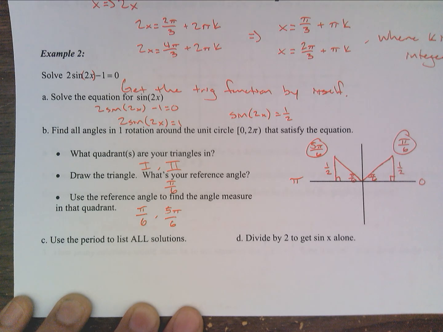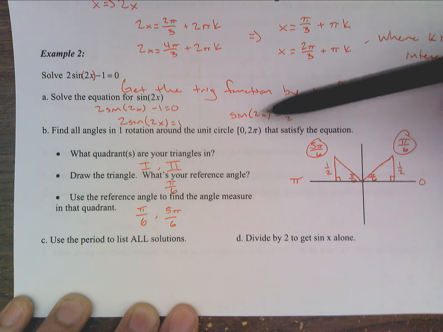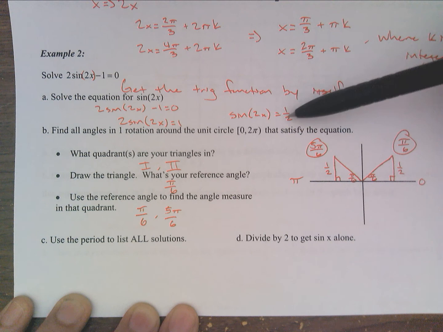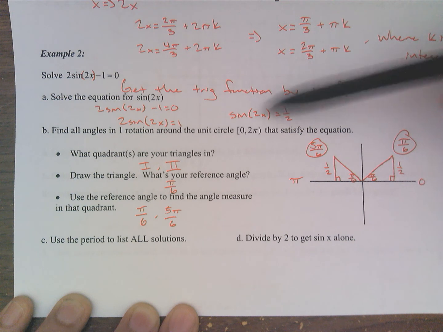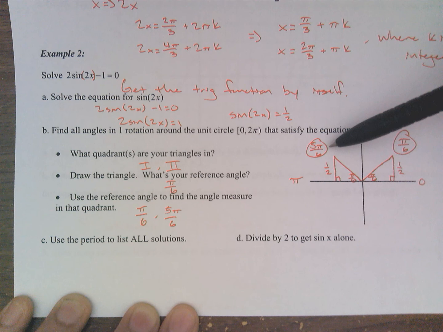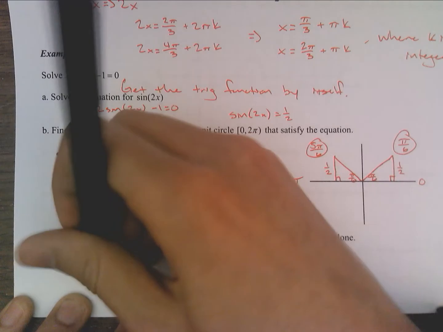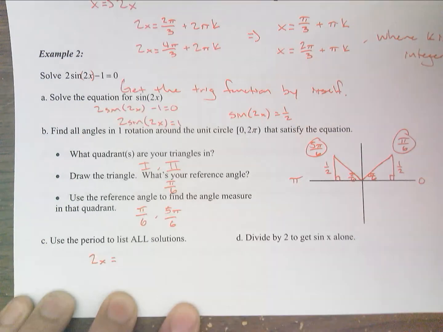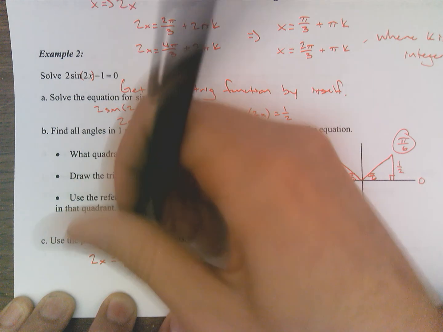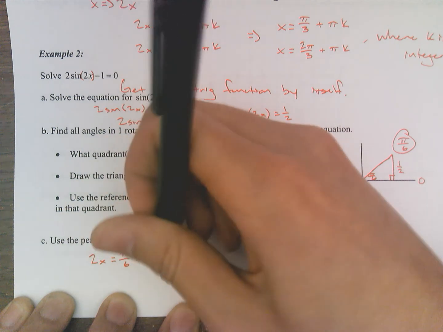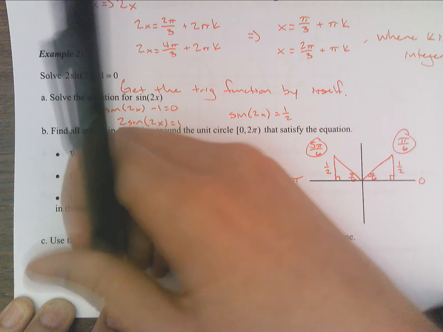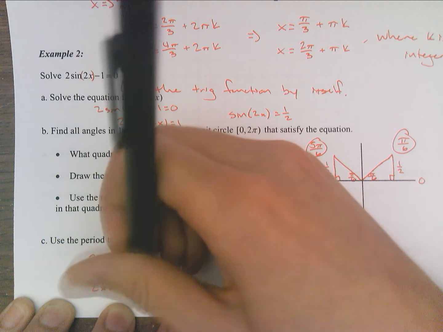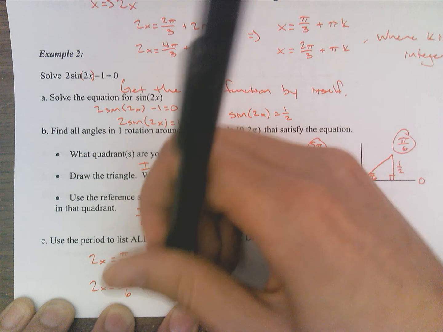So then we're going to list all of our solutions. Now notice that we found sine of 2x equals 1/2. So we're saying that the argument of the sine here must be equal to pi/6 and 5 pi/6 in the first rotation. So then our solution is 2x, the argument of the sine, is equal to pi/6 plus 2 pi k and 5 pi/6 plus 2 pi k. So we're saying in the first rotation of sine.